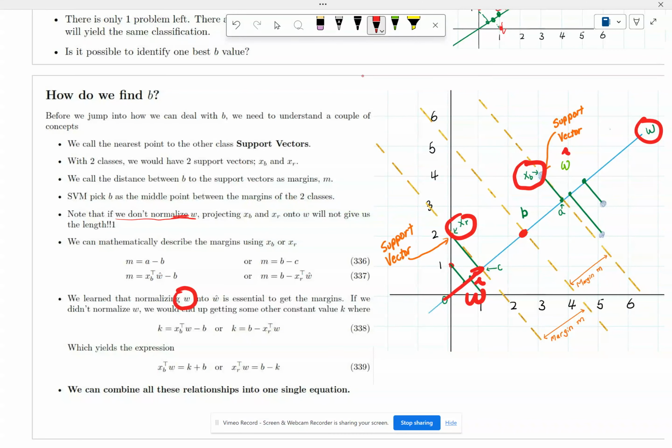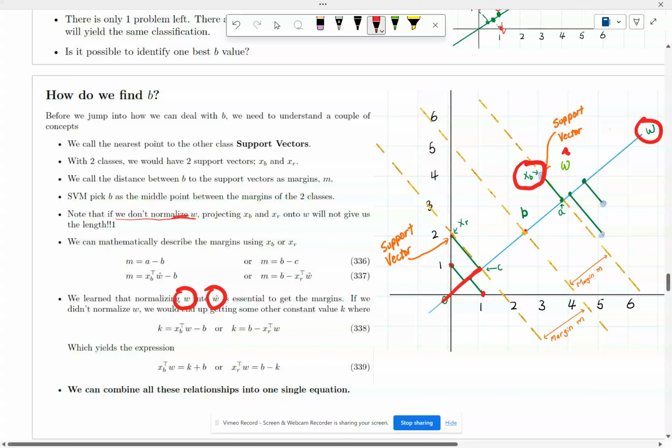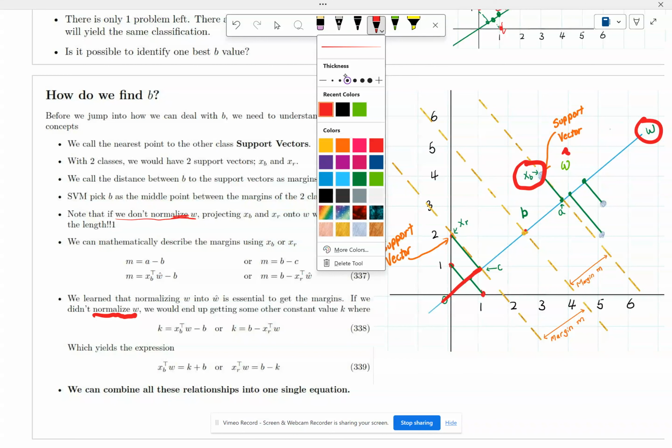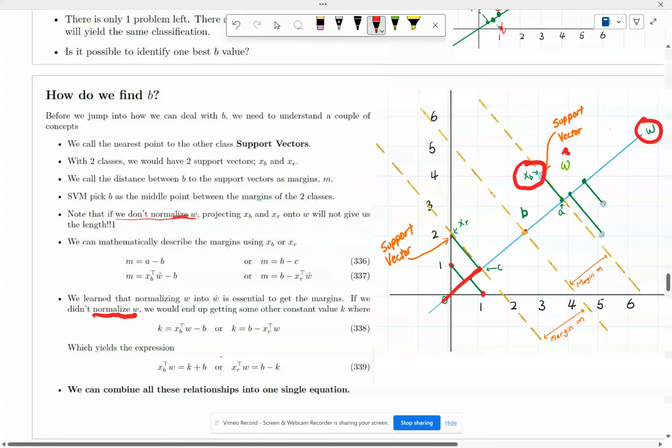Now, if we normalize W into W hat, that's how we get the margins. But remember, we didn't really normalize W. We wanted to simplify, so we just want a vector instead of a normalized vector. Well, in that case, when we have this minus B, it's no longer M. Instead, this margin is a different value. We don't know what that value is. I'm going to call it K.